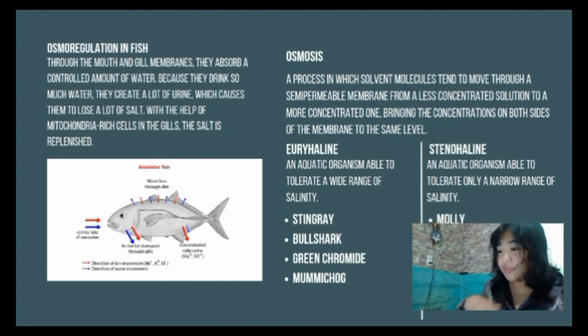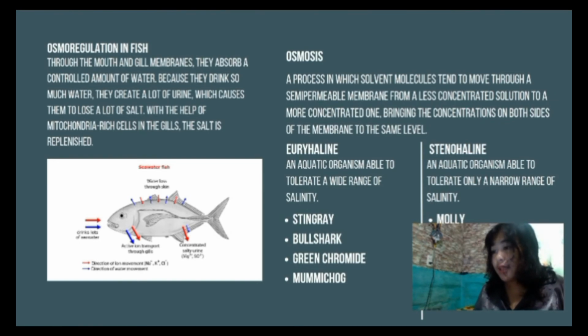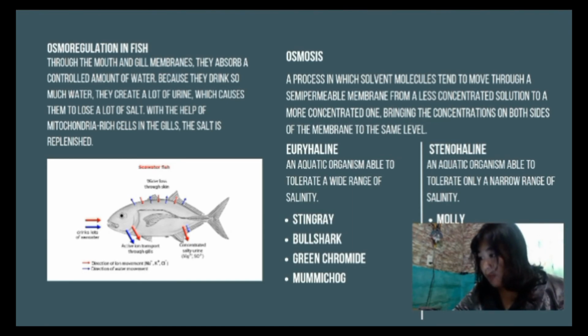The majority of marine fish, for example, expel extremely modest amounts of waste. Gills produce large amounts of urine and discharge salt. These are forms of active participation. The kidneys work against the natural osmotic trend. Through the mouth and the gill membranes, they absorb a controlled amount of water. Because they drink so much water, they create a lot of urine, which causes them to lose a lot of salt. With the help of mitochondria-rich cells in the gills, salt is replenished.